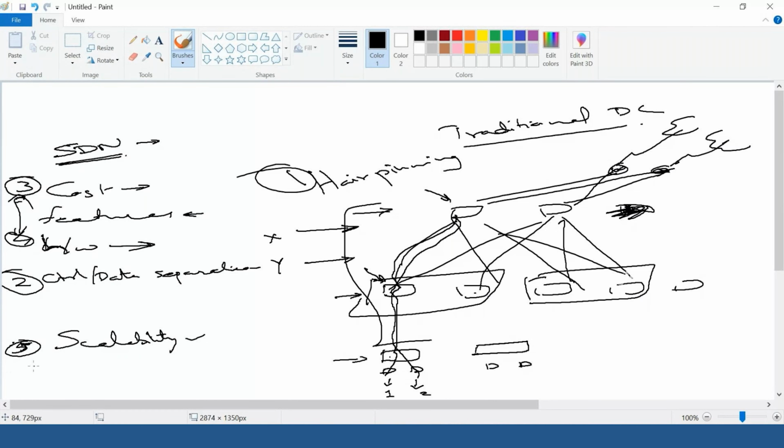So coming to the scalability. Scalability means, for example, in a traditional data center, how many networks can you create? Each network will be part of one VLAN, right? So what is the limitation of VLAN? 4094. So you can have a maximum of 4094 customers. So it's a restriction.